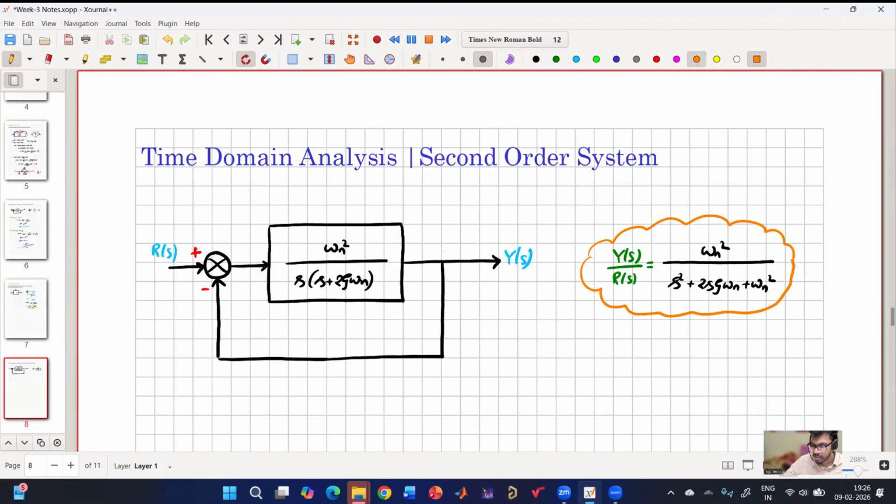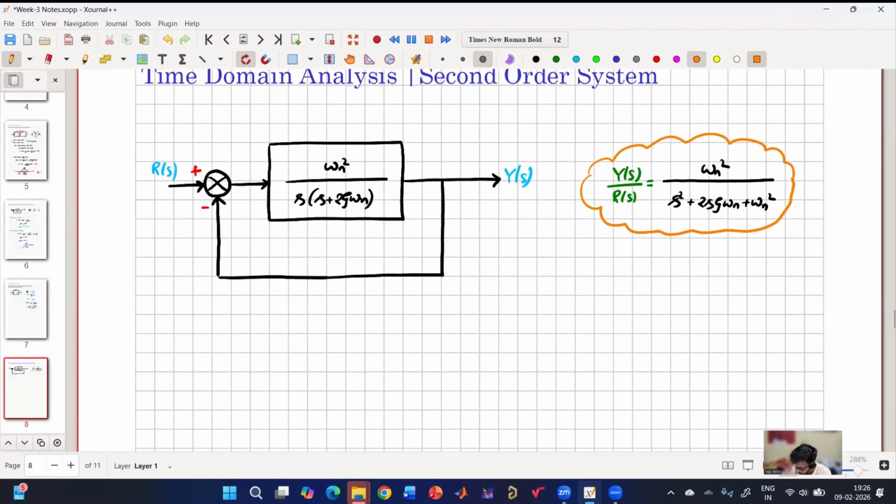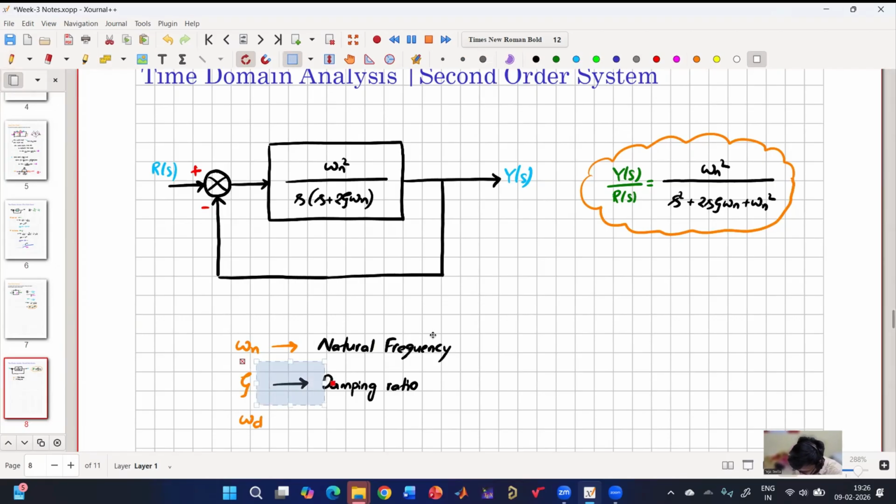Now here there is certain nomenclature again. Let us see what that is. Starting with omega n, it is called the natural frequency. And then there is zeta, which is called the damping ratio. And then there is something called omega d, that we don't see on this page, but it is called the damped frequency.